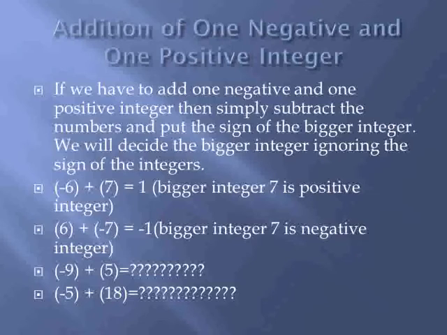Now come to the second question. The second question is 6 plus 7 minus 6 plus -7, with -7 in brackets. So the first step is to subtract them. Simply subtract them, 7 minus 6 equals 1. Now see which integer is bigger, 6 or 7. 7 is the bigger integer. Now concentrate on 7. Which sign does the 7 have, positive or negative? It has a negative sign, so the answer is -1.